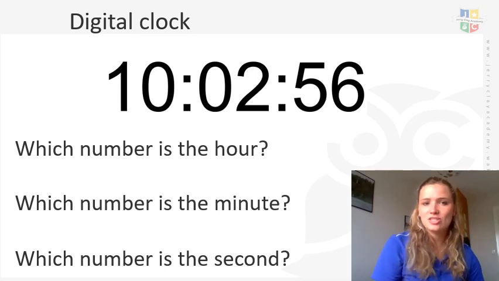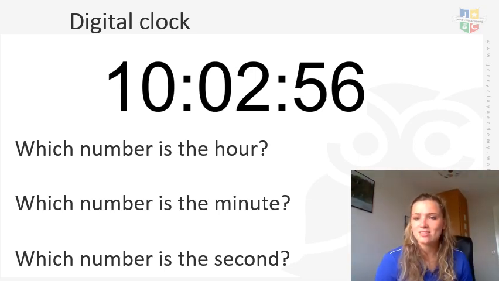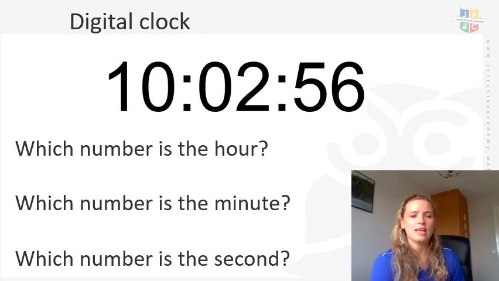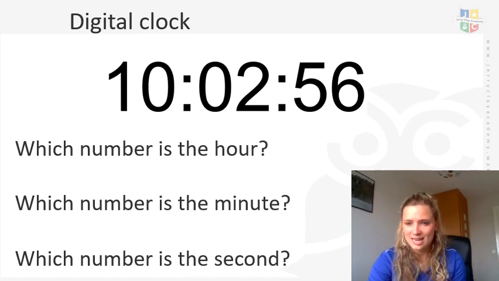Now if we look at a digital clock, if it had the seconds on, it would look something like this. Having a think, can you think here, which number is the hour, which number is the minute, and which number is the second? Think back to when we have done digital clocks and we've had 4 numbers. Think about what those numbers are, and that will help you to think about where these hours, minutes and seconds are.